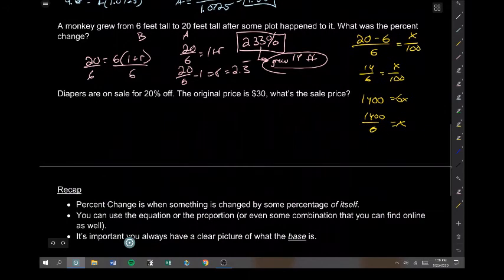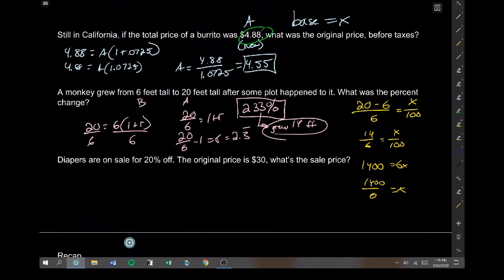Okay, last one. Diapers are on sale for 20% off. Okay, that means we're losing it. This is the first one we've done that's decrease. I'll set up the proportion first. The new price is 30. We're trying to find the old price. So I'm going to do new minus old over old equals percent change.